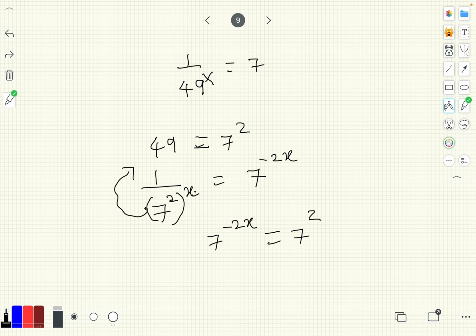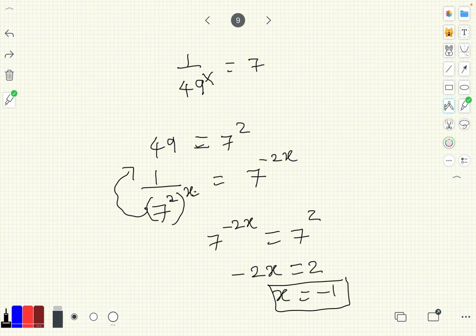Now when the bases are the same, we equate the powers. Minus 2x is equal to 2. So x is equal to minus 1. Okay. So this is a very common exam technique. Rewriting in the same base is going to be everything. So now let's look at some more examples and try to solve those questions to get enough practice of these kinds of questions.